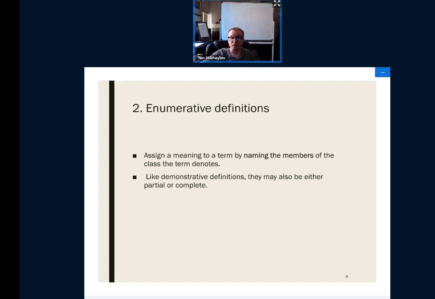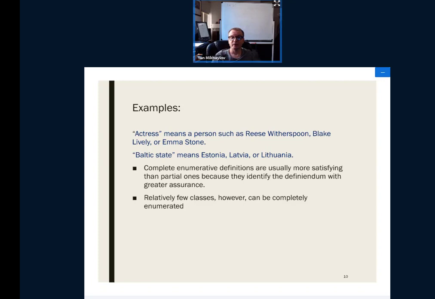Next one is enumerative. Enumerative definition, definitional technique. It assigns a meaning to the term by naming members of the class the term denotes. So you name them. Instead of pointing at them, you are naming them. Again, you're doing it one by one, and for the same reason it can also be partial or complete. Let's take a look. Actress means a person such as Reese Witherspoon, Blake Lively, or Emma Stone. Baltic state means Estonia, Latvia, or Lithuania.